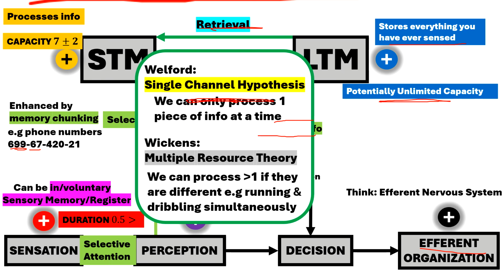Exactly. Now, Welford's single channel hypothesis. This is a hypothesis that states we can only process one piece of information at a time. Wickens and the multiple resource theory: we can process more than one piece of information if they are different. For example, running and dribbling simultaneously, or running with the ball while looking out for a teammate at the same time.